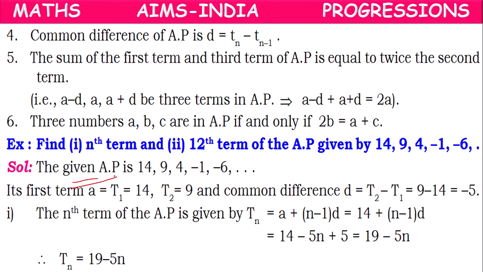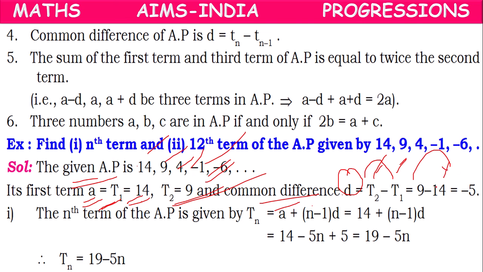So the given AP is 14, 9, 4, minus 1, minus 6, where a is T1, the first term, which is 14. T2 is 9. We can take the common difference formula, T2 minus T1, 9 minus 14, which is equal to minus 5. So the nth term will be given by the formula a plus n minus 1 into d, 14 plus n minus 1 into d.